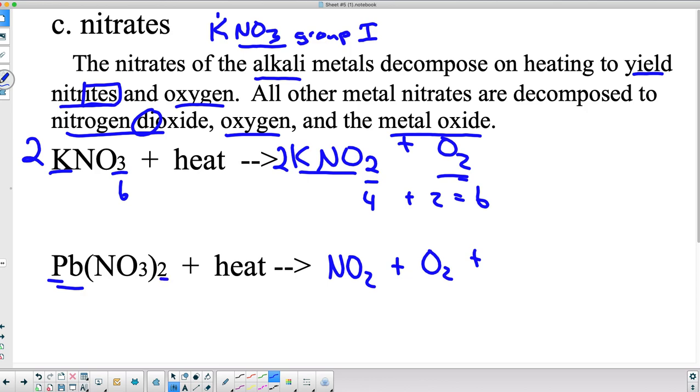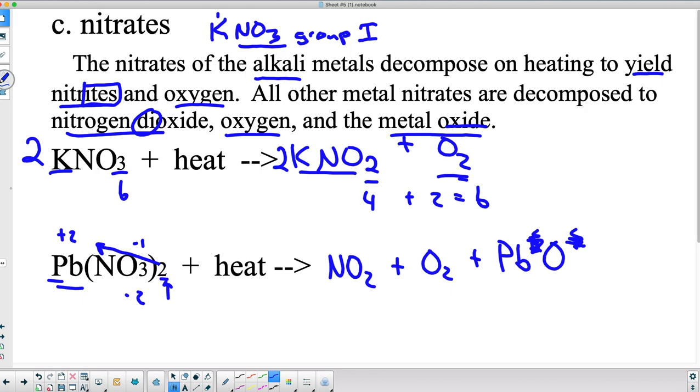Lead has a plus 2 because nitrate is a minus 1, so that means it's a total of minus 2, which makes this lead a plus 2. Okay, notice the subscripts on the outside of a parentheses, those are there because of crisscross. So you can see that that 2 came down from the plus 2. So that means I'm going to keep lead a plus 2 on this side, like this, and it says metal oxide, which means oxygen with a minus 2. So this ends up canceling. Plus 2 minus 2 equals 0. And now all I have to do is balance the equation.